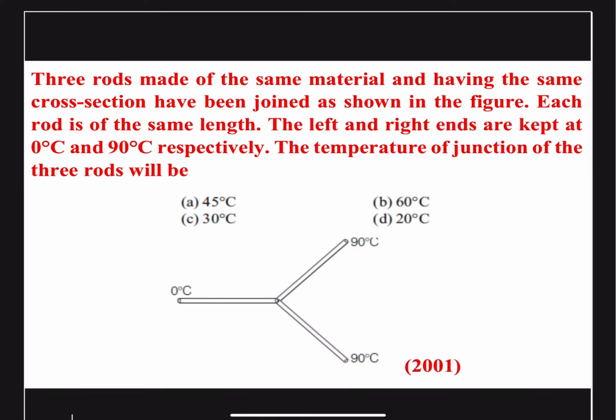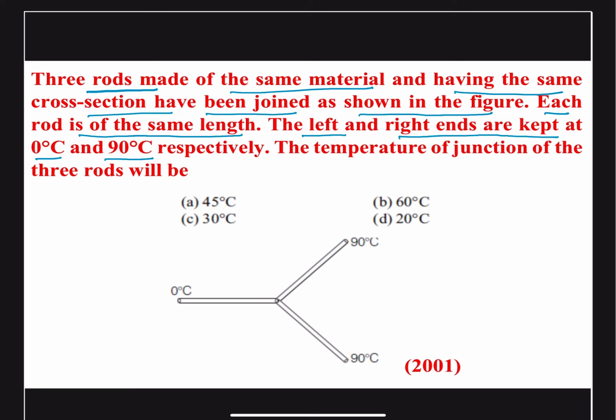Today's question: three rods made of the same material and having the same cross section have been joined as shown in figure. Each rod is of same length. The left and right ends are kept at 0 degree centigrade and 90 degree centigrade respectively. The temperature of the junction of the three rods is.